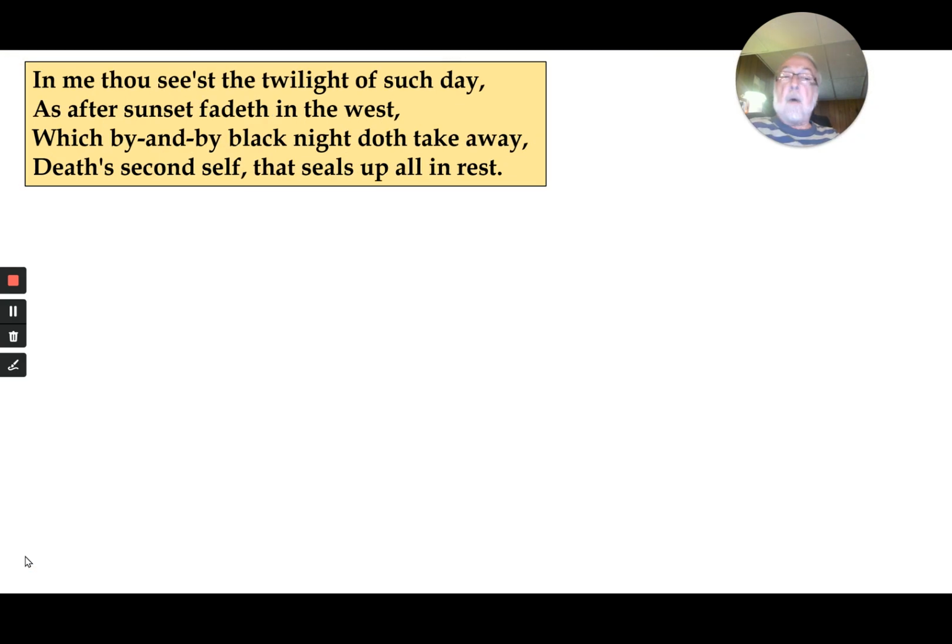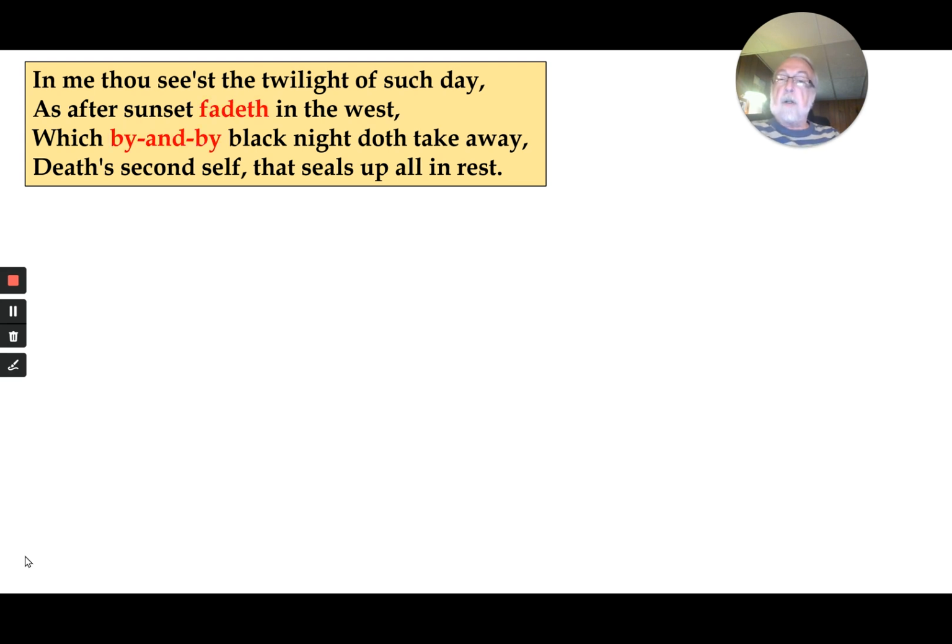The second quatrain says, "In me thou seest the twilight of such day, as after sunset fadeth in the west, which by and by black night doth take away, death's second self that seals up all in rest." So, are there things to look at in this? Well, of course there are.